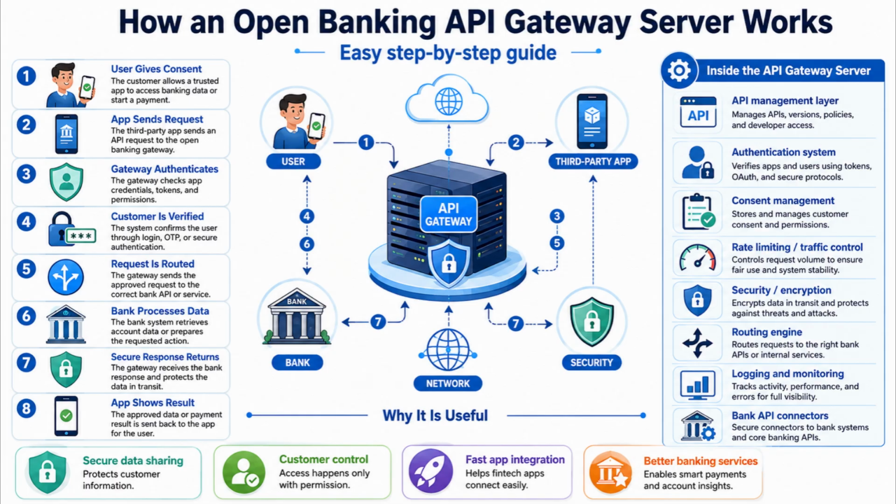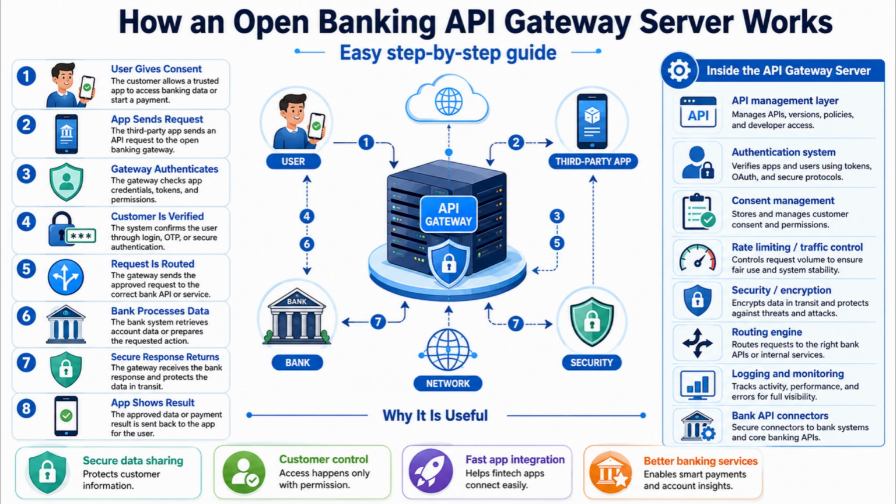The API gateway decides where the request should go inside the banking environment. It may send it to the correct bank API, account service, payment service, or another core banking function depending on what the app has asked for. Next, the bank processes the data or action. The banking system checks the request, retrieves the needed account information, or prepares the requested payment action. At this stage, the bank's internal system handles the actual banking work behind the scenes.